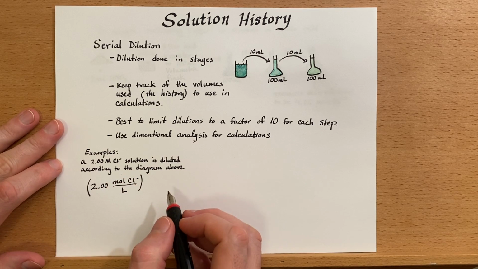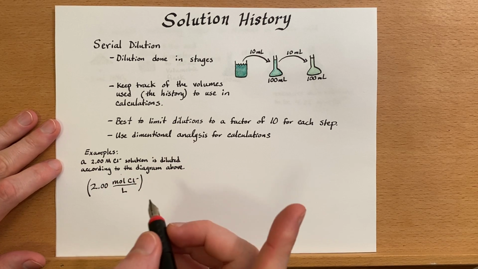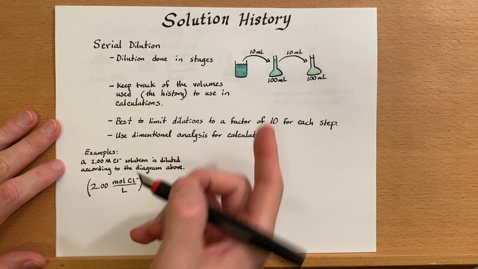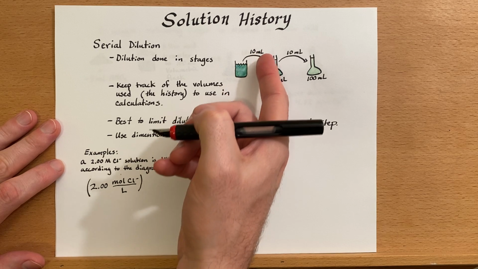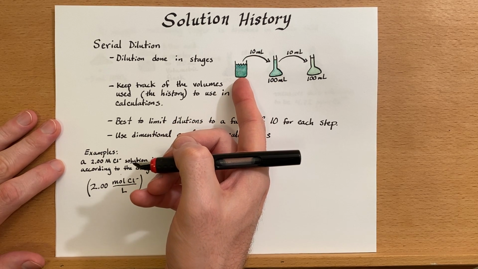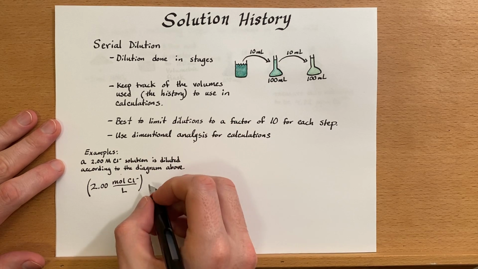Now I'm going to take this and I'm going to multiply by the amount that I pipetted out of this solution, because this volume is connected to that solution. So I'm going to multiply by that.